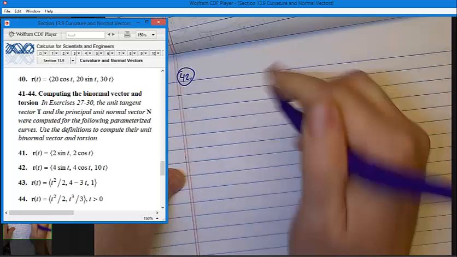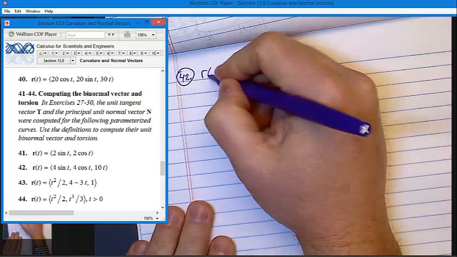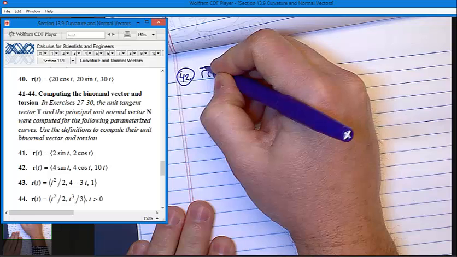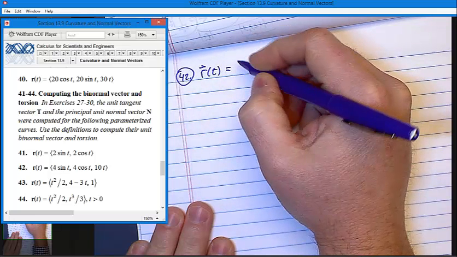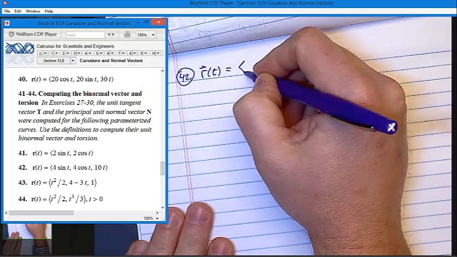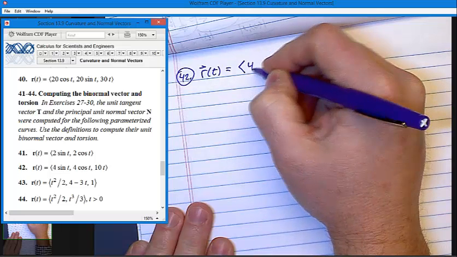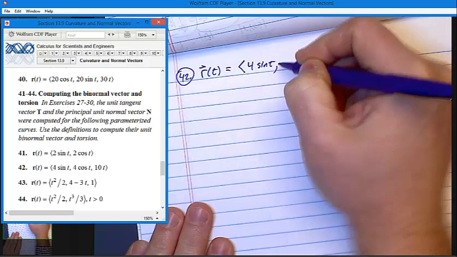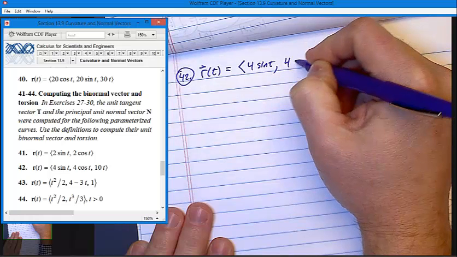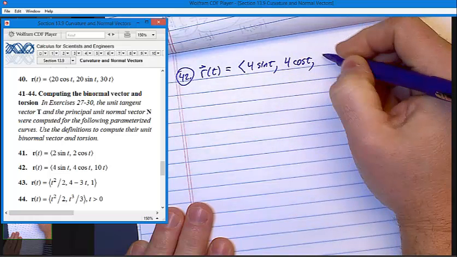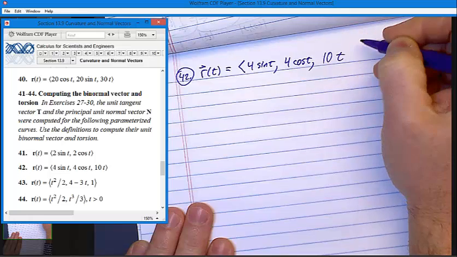We're looking at r of t equals, and this is three-dimensional space. They say we have 4 times the sine of t. We have 4 times the cosine of t. And then we have 10t.